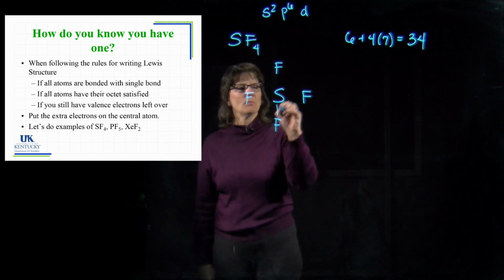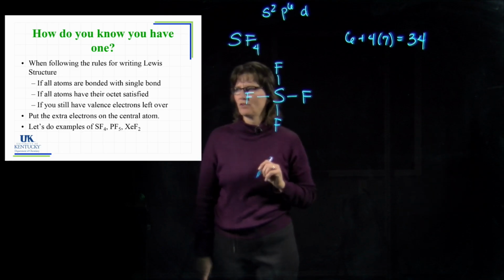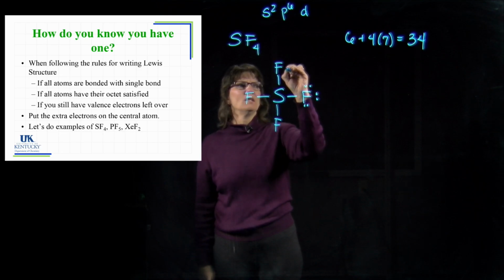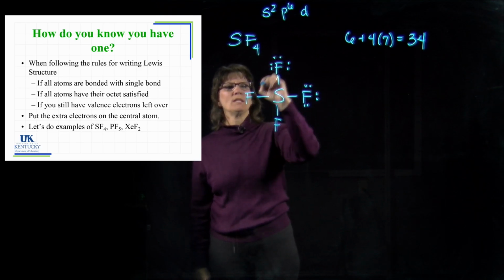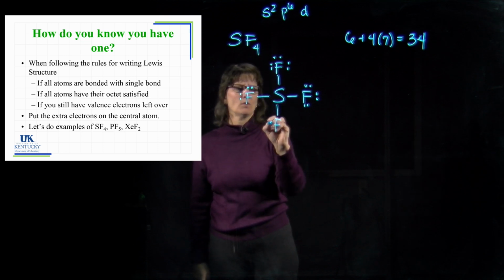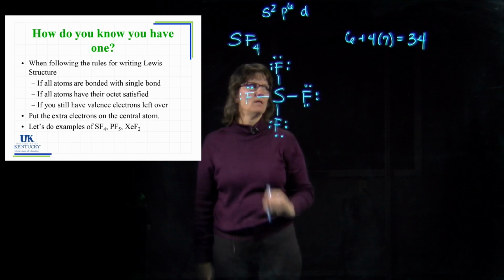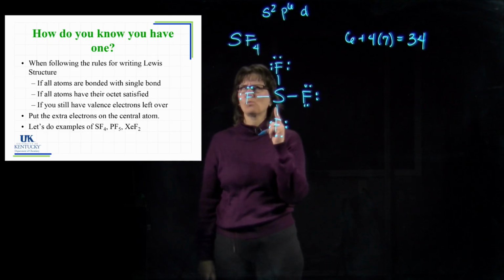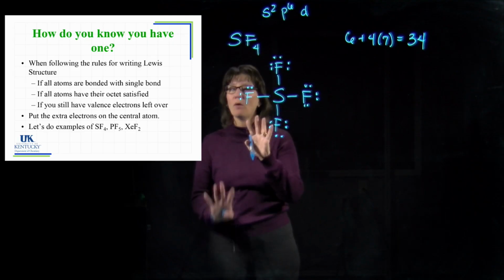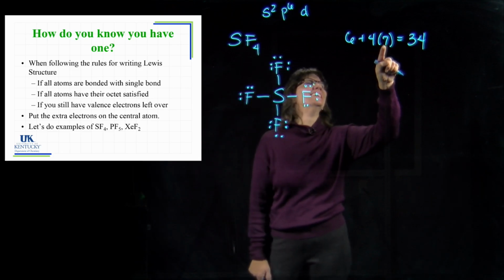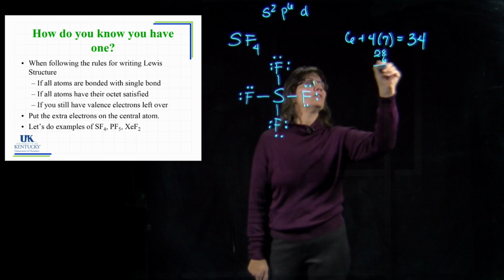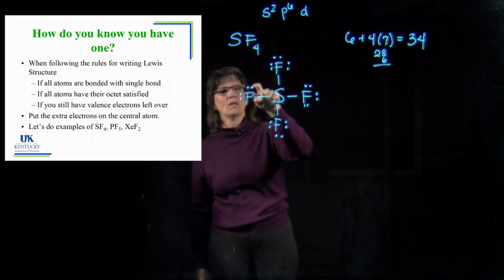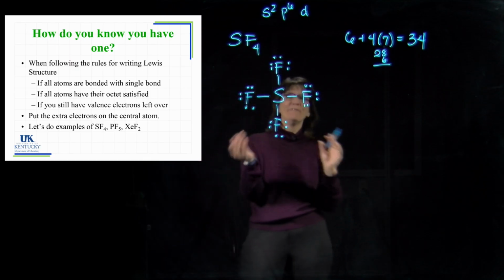I start by giving single bonds to everybody: 2, 4, 6, 8. I've used 8 electrons, and I go to my terminal atoms: 10, 12, 14, 16, 18, 20, 22, 24, 26, 28, 30, 32. Hold on for just a second. I think I added wrong. 28 plus 6, no, that's 34. All right, I feel good now.